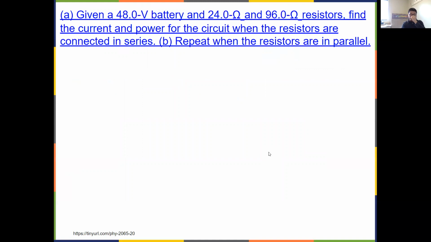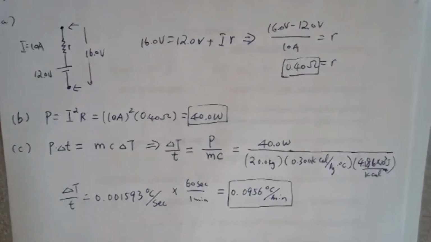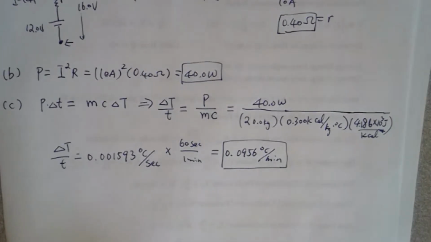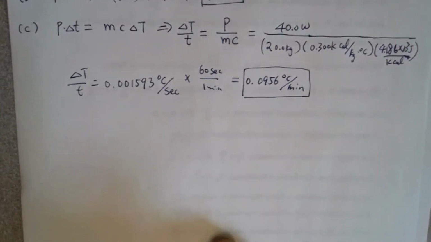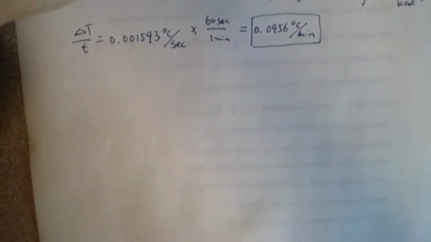So let's take a look at this example here. It says you are given a 48 volts battery and you have 2 resistors. You can connect them in series or in parallel. So what would be the current and power for the circuit? First when they are in series, and the second when they are in parallel. All right, so let's take a look.